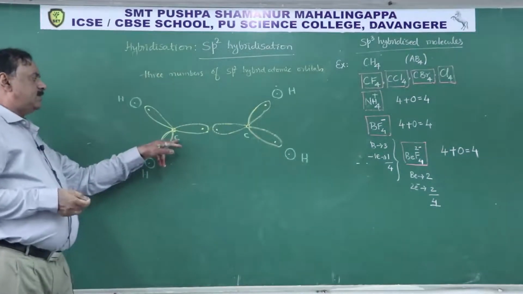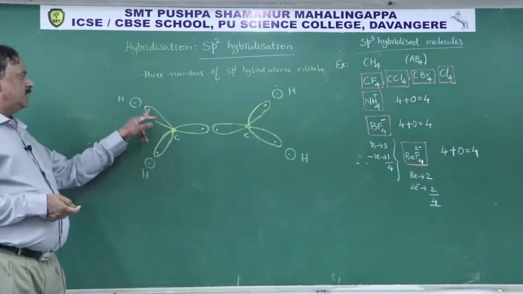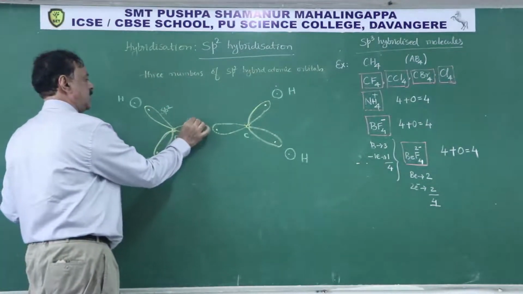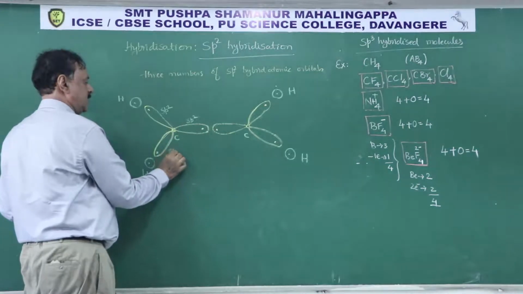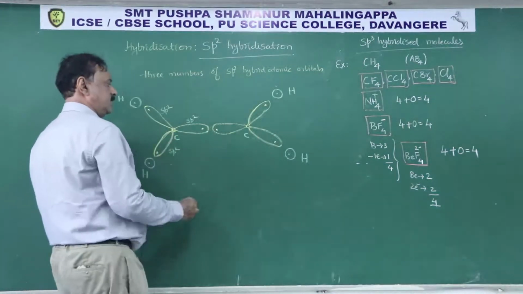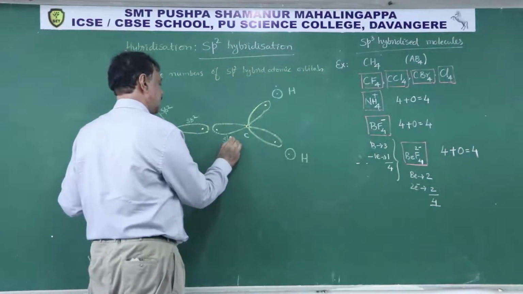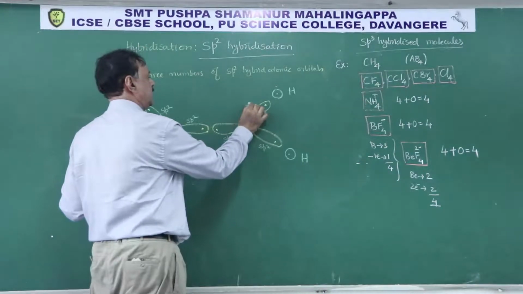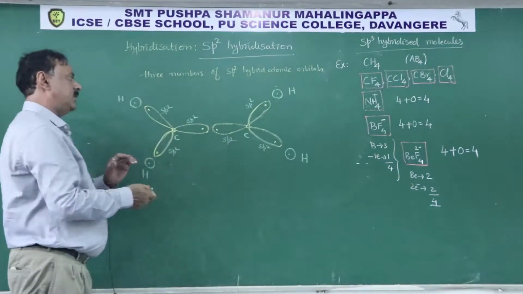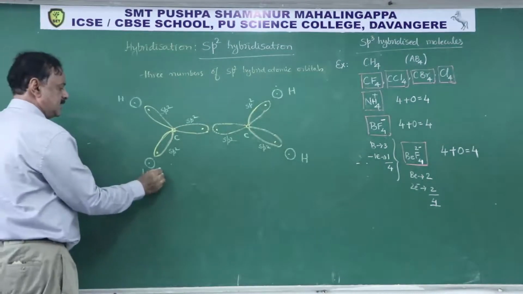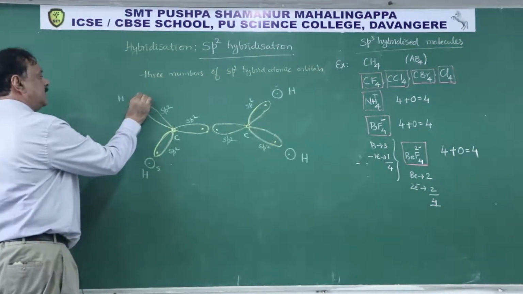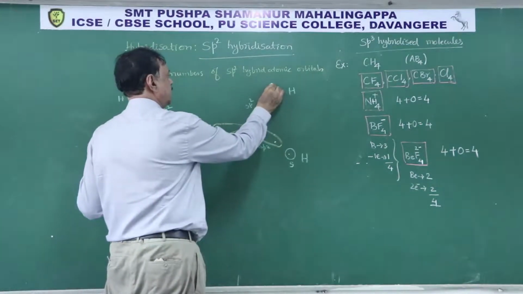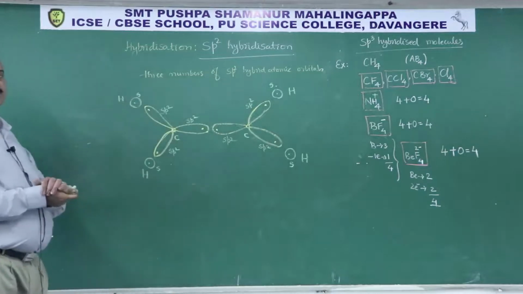See, each carbon atom has three sp2 hybrid atomic orbitals. This is an sp2 hybrid atomic orbital, and this is an sp2 hybrid atomic orbital. This is the s atomic orbital of the hydrogen atom, and this is the s atomic orbital of the hydrogen atom.